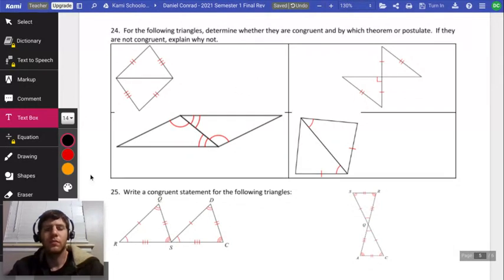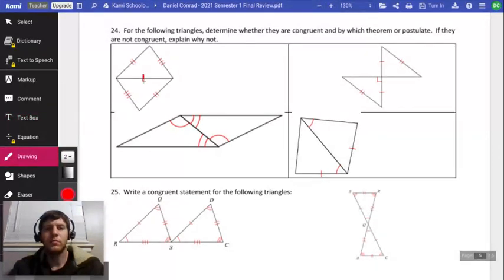We can only add things that we know are 100% true. So we know by the reflexive property, because we have a shared side, this piece here is part of both triangles, so we can use the reflexive property to say that it's the same length in both triangles. So now we have 3 pairs of congruent sides, so we can use side, side, side to show that these 2 triangles are congruent. So yes, side, side, side.